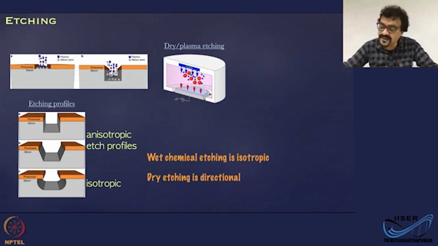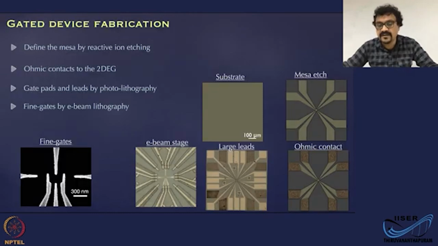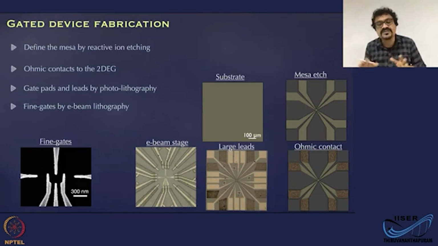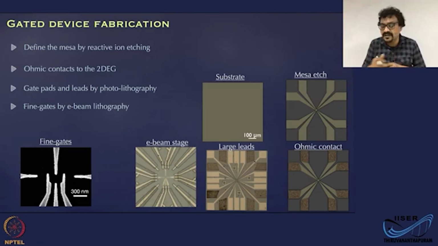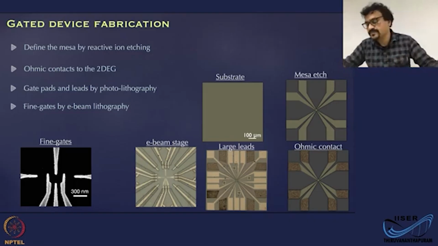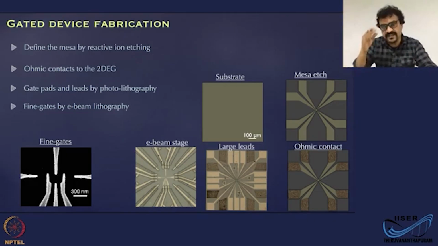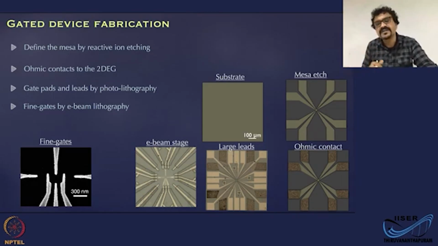Now we have reviewed the lithography techniques, the metallization technique, and also the etching technique. Okay, now let's go through a complete device fabrication process flow, a step-by-step process, starting from the bare wafer down to the final device. This is what is generally used for most of the gated devices that we discuss in the rest of the lectures.